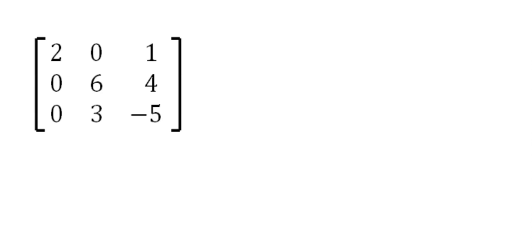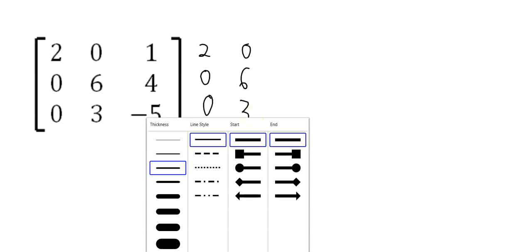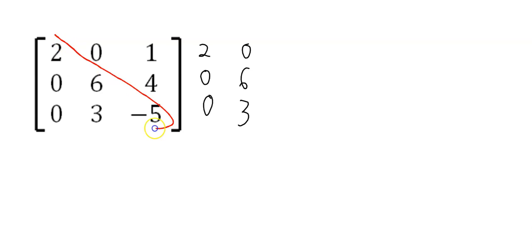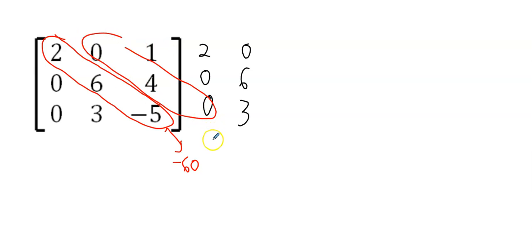So let's try the method again. First step, you want to just copy the first two columns, 2, 0, 0, 0, 6, 3. I try to do it about the same distance when I do it. Okay, so we're going diagonally this way and writing our answer down here. So it's 2 times 6 is 12 times negative 5 is, I believe, negative 60. This one is going to be 0, so plus 0. And when there's zeros in there, it just makes everything easier to do. So we get negative 60.